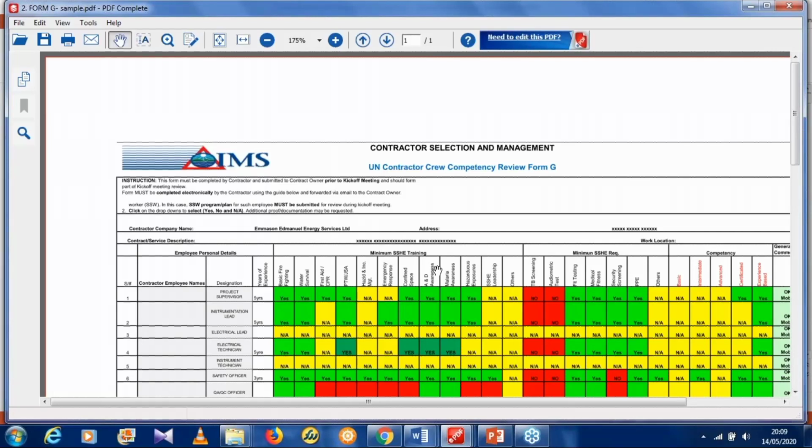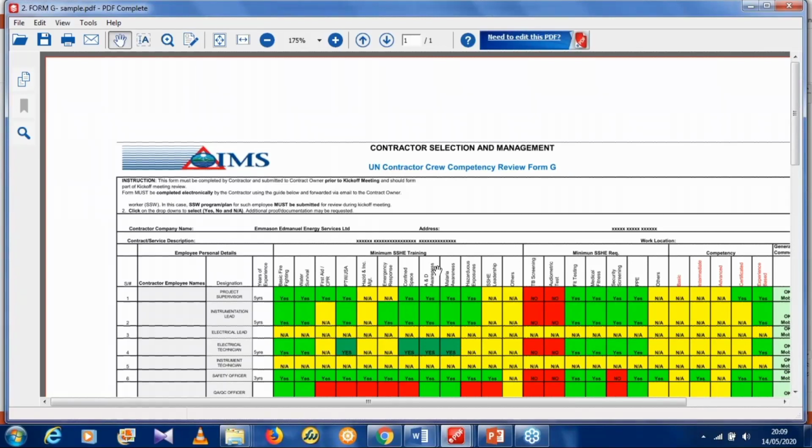Then from the project supervisor, we put their names there, and down to, if it's an electrical team, for instance, the instrument lead, the electrical lead, the technical lead. If it's a civil team, the designations will also be stated there, the years of experience, then their qualifications or experiences with respect to safety, the minimum safety training required of them. For each of these offices, there is minimum safety training required. I'm just using this as an example.